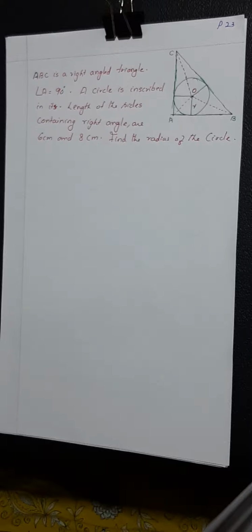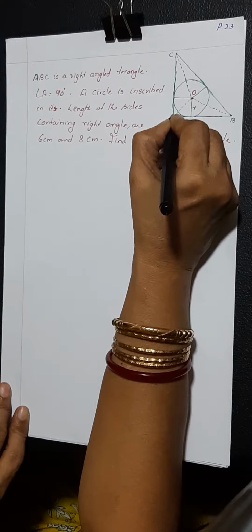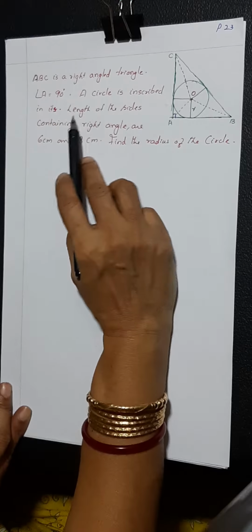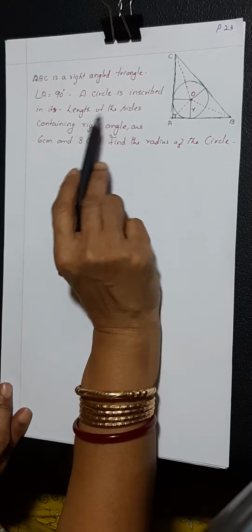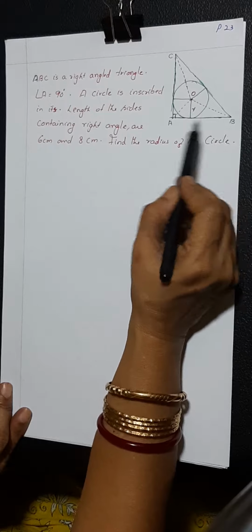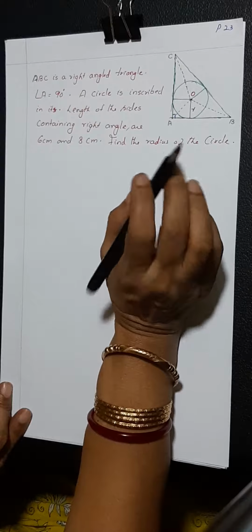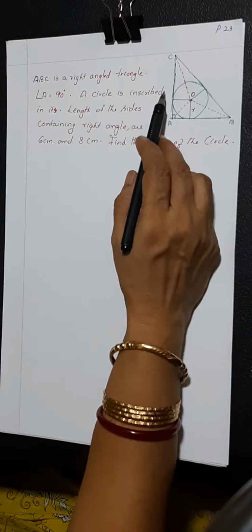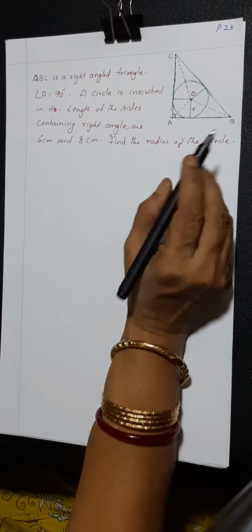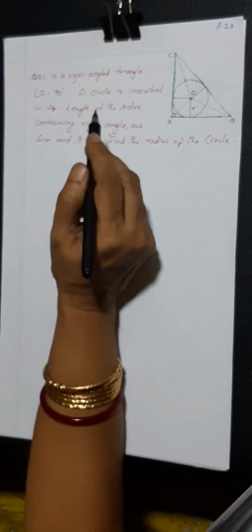So here ABC is a right angle triangle. Again angle A is equal to 90 degrees. A circle is inscribed in it. Length of the sides containing right angles are 6 and 8. So AB and AC are 6 and 8. You can take either this as 6 and this as 8 or this as 6 and this as 8, that doesn't matter. So now with that, find the radius of the circle.